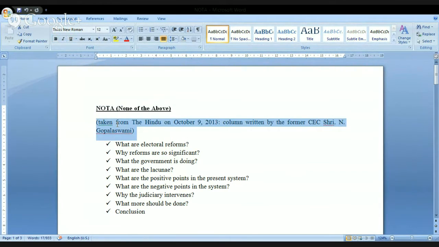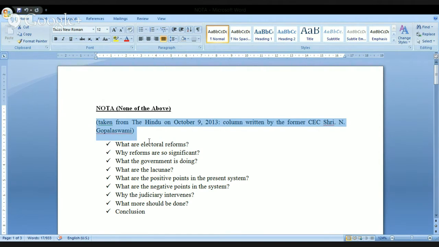Whatever I am going to talk to you here, some points I have taken from this particular national paper, The Hindu, and it was the article that was given on October 9th, 2013. And this column was written by the former Chief Election Commissioner, Shri N. Gopalaswamy. Based on that, I have framed my own questions, my own so-called sequence. Regarding this, we'll try to have a discussion.